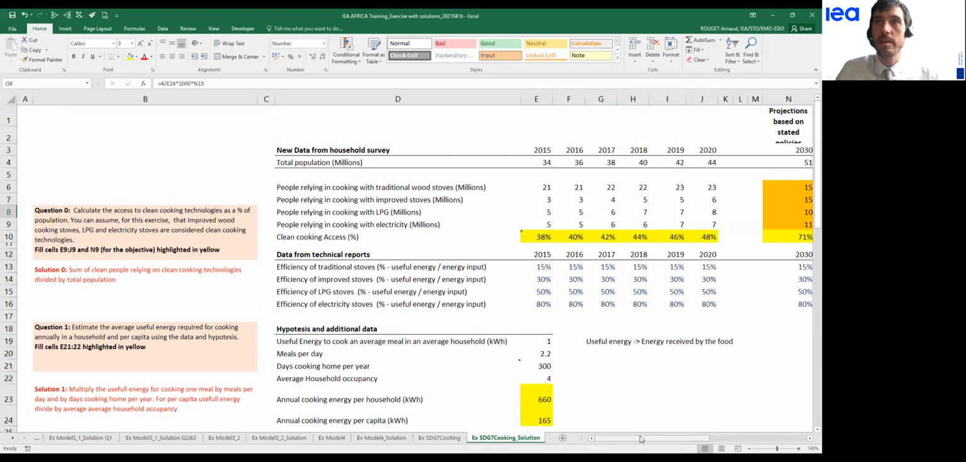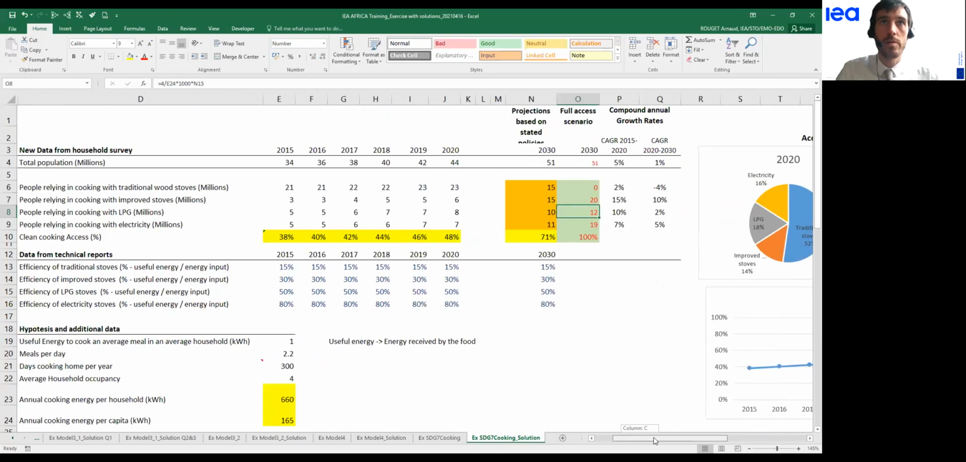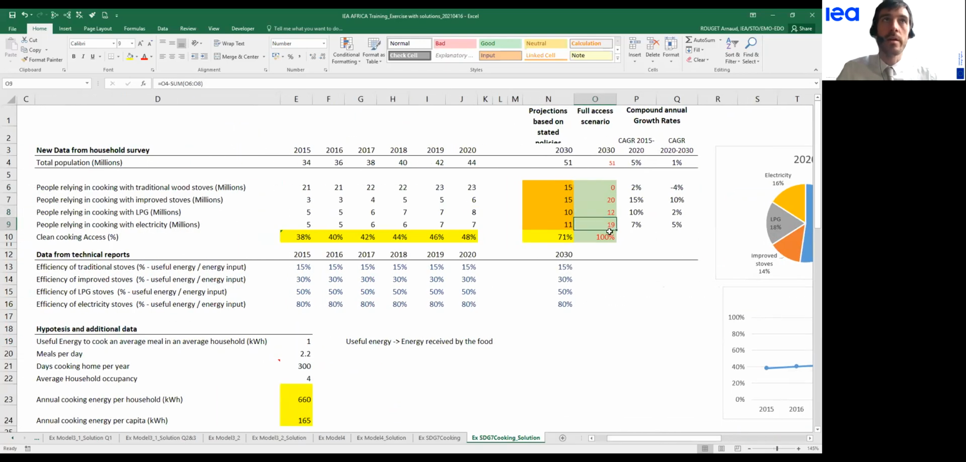And last, we can deduct what electricity would be. It would be the remainder because we need to put traditional use of biomass at 0, because this is not clean cooking. So this is a very quick estimation that was done, a quick exercise just to show the possibility to work on those projections under clean cooking.